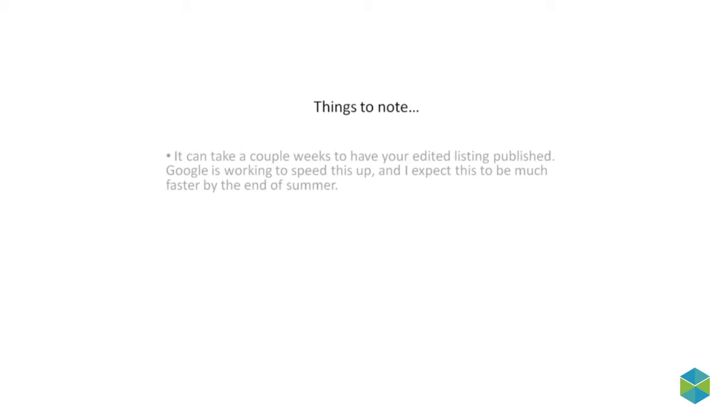They're working on this, and they understand it's a long time, and they've made some commitments this year to speed up that process. And right now it's looking like the end of summer that the listings will be published a lot more quickly than what they are today. But if you go through the claiming, editing, verifying process today, it's going to take about 1 or 2 weeks before you see the information that you've entered posted on Google.